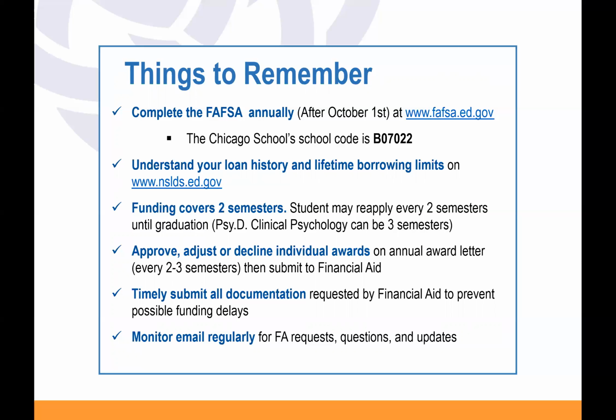Next would be understand your loan history and lifetime borrowing limits. Like we mentioned earlier, you want to be mindful of how many loans you are taking out throughout your educational journey. Just because you're eligible for that 20,500, and then we have the Graduate PLUS, keep in mind that for the unsubsidized loan there is a limit. We wouldn't want students to get to the point of taking out all these loans and not having enough to finish your education.